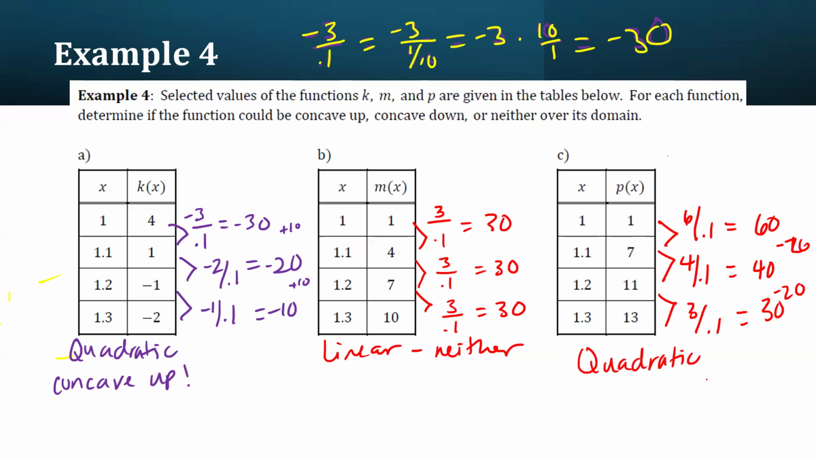Quadratic. And it's concave? Down. Good job. Why is it concave down? Because it's decreasing. Yes? How do we feel about being able to analyze the table and determine concavity from the table? Extremely well. Good? Yes. Awesome.